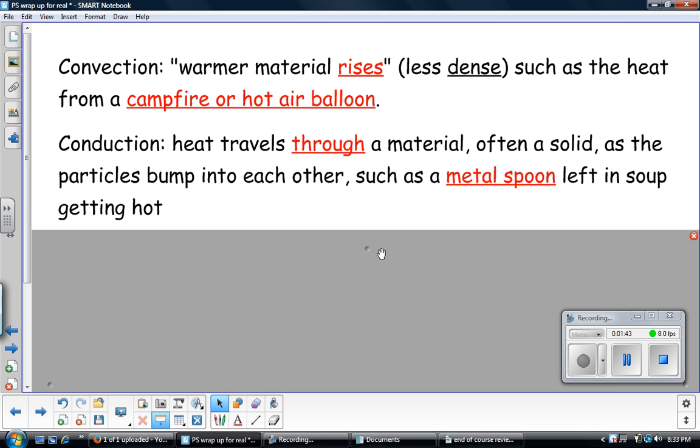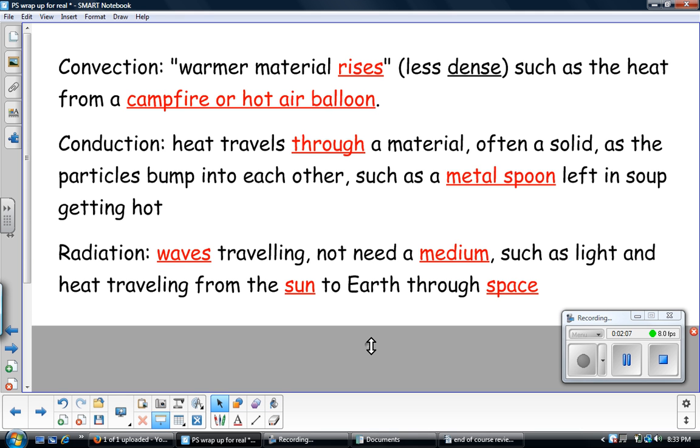Conduction. Conduction is when heat travels through material, often a solid, as the particles bump into each other. So as they bump, that particle bumps the next particle, and that particle bumps the next particle. It's kind of like dominoes when dominoes get knocked over. And it's a momentum transfer. This would be what happens when you leave a metal spoon inside some hot soup, and the spoon gets hot too. That's called conduction. And the third is radiation.